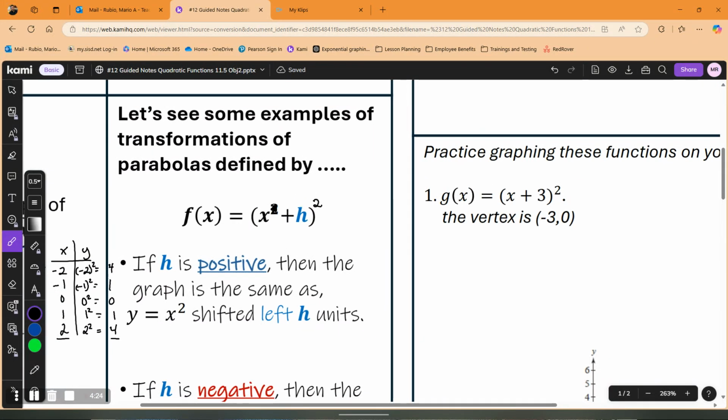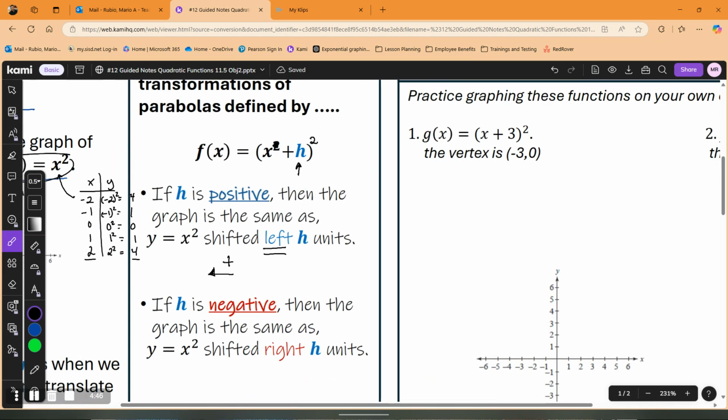Now, if h is positive, then the graph is the same as y equals x squared, shifted left h units. So it's kind of opposite, okay? If h is positive, the graph shifts left. Usually the negative numbers are to the left. That's why it's the opposite. And if h is negative, then it's the same as x squared shifted to the right h units. So if it's a negative number, we shift to the right this many units.